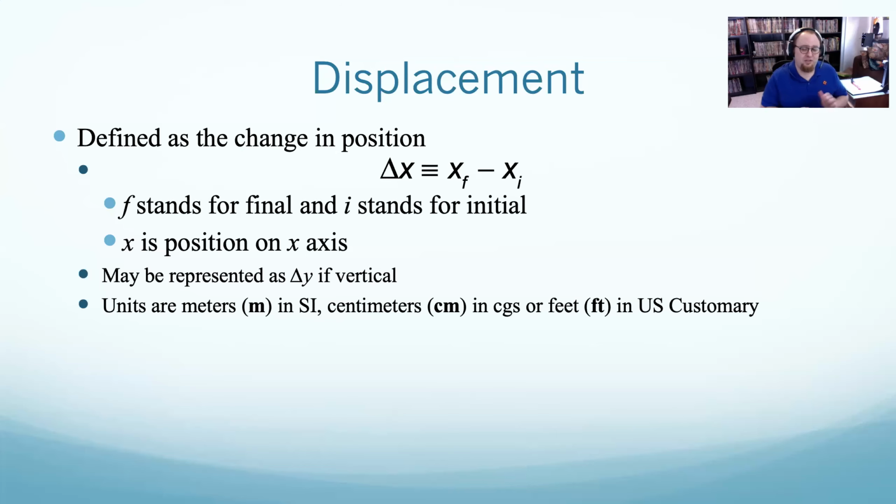Here's the important thing, though. Displacement is just final minus initial. And it doesn't account for how you get from point A to point B. It's where did you end? Where did you start? Where did you come from? Where did you go?